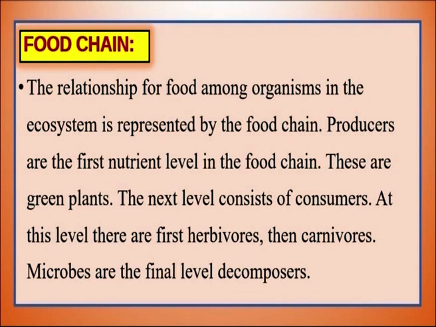Food chain. The relationship for food among organisms in the ecosystem is represented by the food chain. Producers are the first nutrient level in the food chain. These are green plants. The next level consists of consumers. At this level, there are first herbivores, then carnivores. Microbes are the final level, decomposers. So, this kind of relationship is found in every ecosystem.